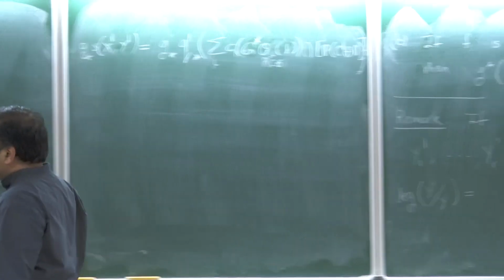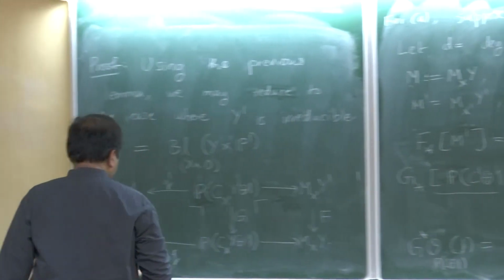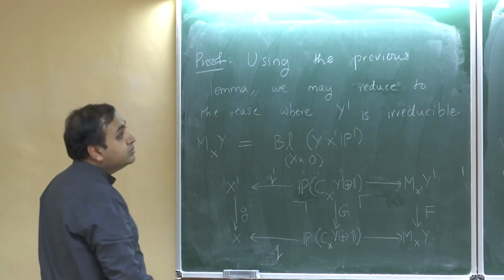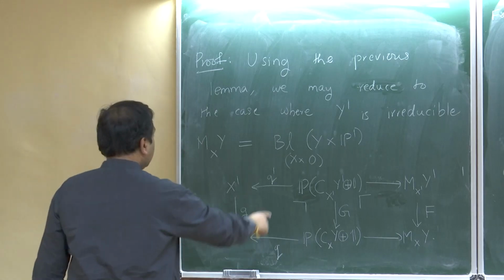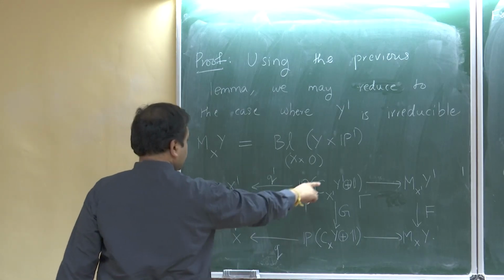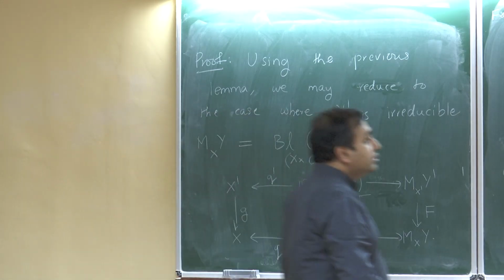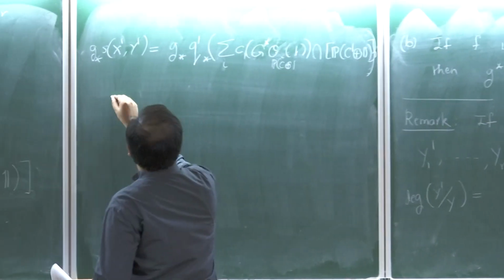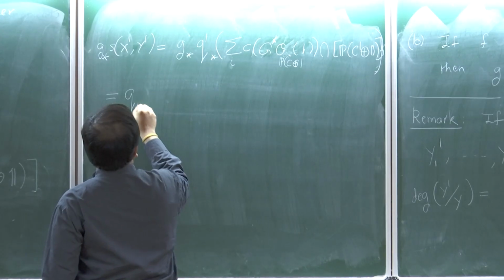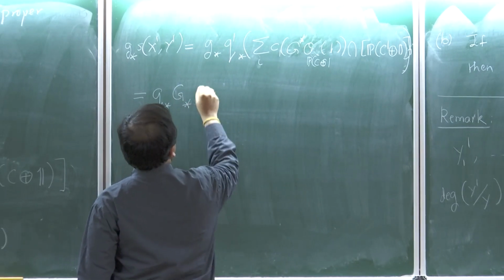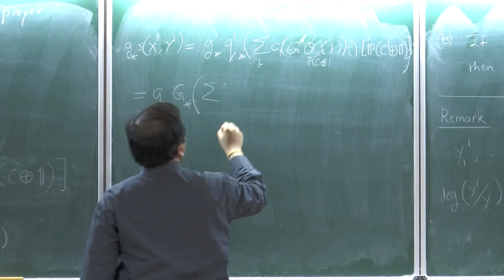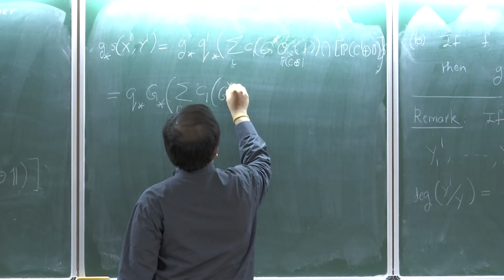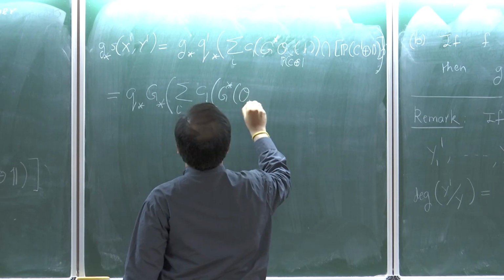Okay, so it is like this, right? So first we are going this way, and then we are going this way. We could go this way instead. So this is equal to Q lower star of G lower star of the sum of C1 G lower star O1.